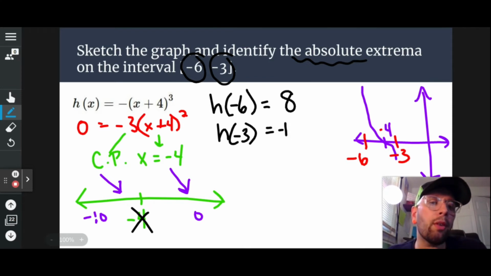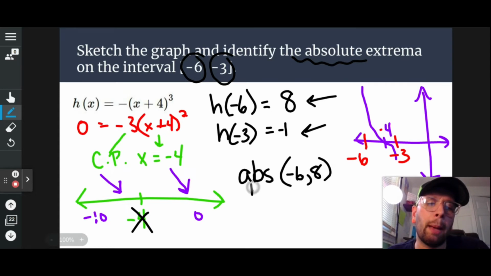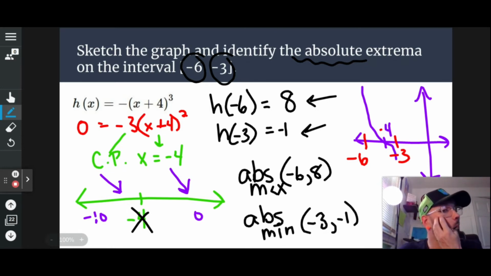And so that right there is a max. That right there is a min. So my absolute maximum is going to be the point negative 6, 8. And that's my absolute maximum. My absolute minimum is going to be the point negative 3, negative 1. And you can see that from my picture.